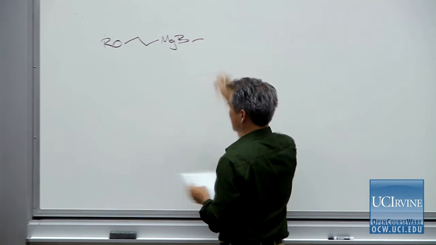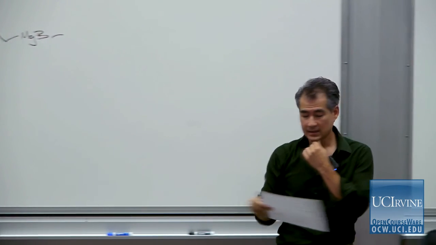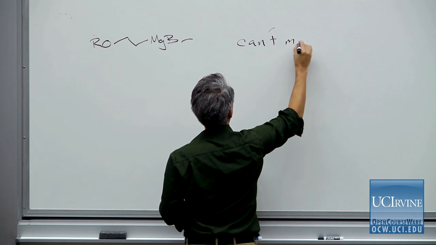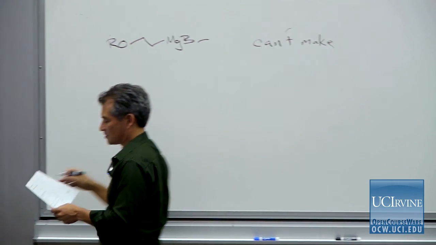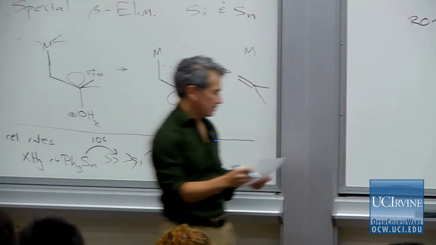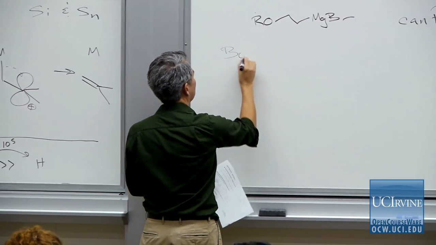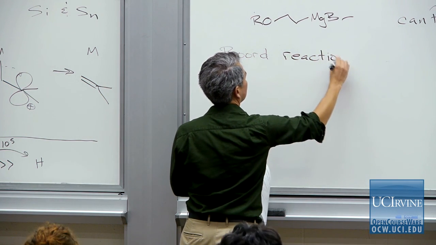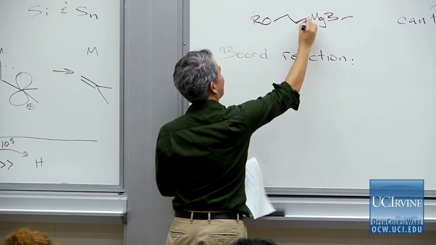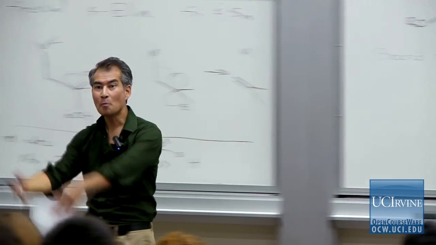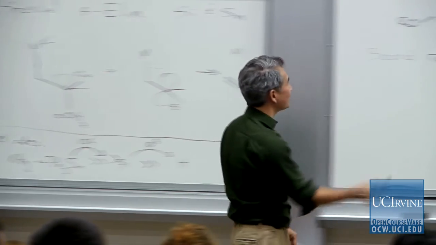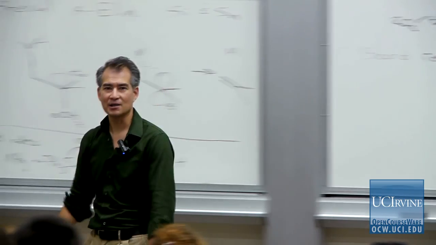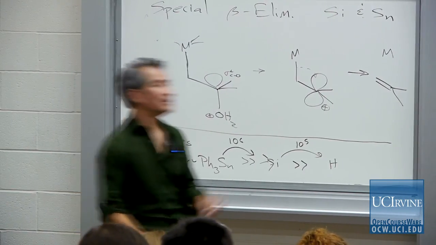You may have occasion to want to make Grignard reagents that look like this. You can't make these. And maybe it's obvious after talking about that TEOC why you can't make those. The reason you can't make those is something called the Boord reaction. If you have a nucleophilic bond right here, look how nucleophilic that is. And you're hoping that that's going to attack some carbonyl, it's never going to get there because it's going to do this first.